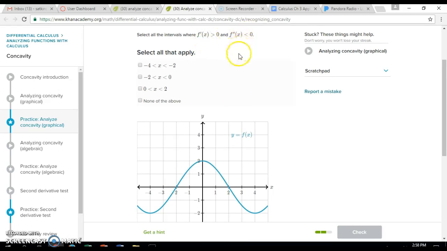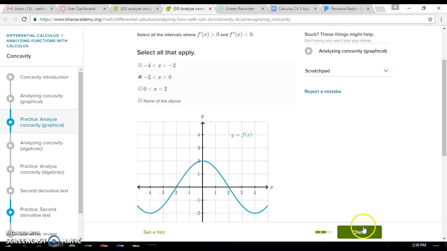And then last one: increasing and concave down. So let's just look at the intervals. -4 to -2: at -4 it looks like it's increasing and concave up. I want concave down, so that's not going to work. -2 to 0, definitely increasing, and concave down, opening down, so that's going to work. And then 0 to 2 is decreasing, so that doesn't fit.